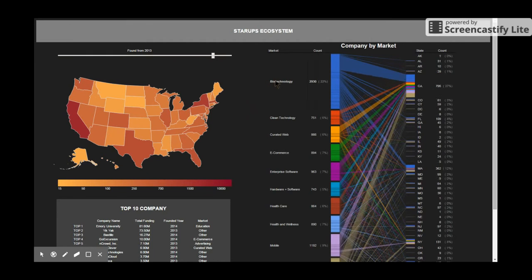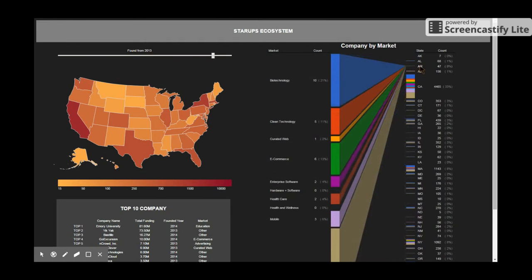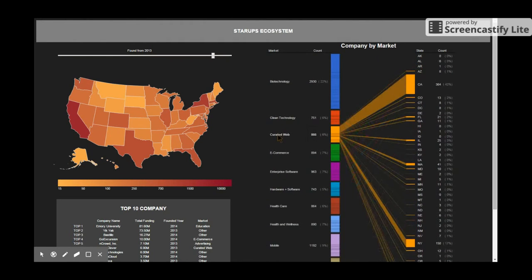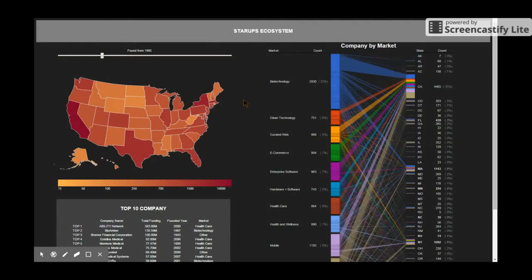The bipartite graph has great features to dynamically show the relationship between the distribution of the states and different markets. People that use our application can investigate in detail the critical information about the startup ecosystem in all of the US states. This information can help users answer these questions.